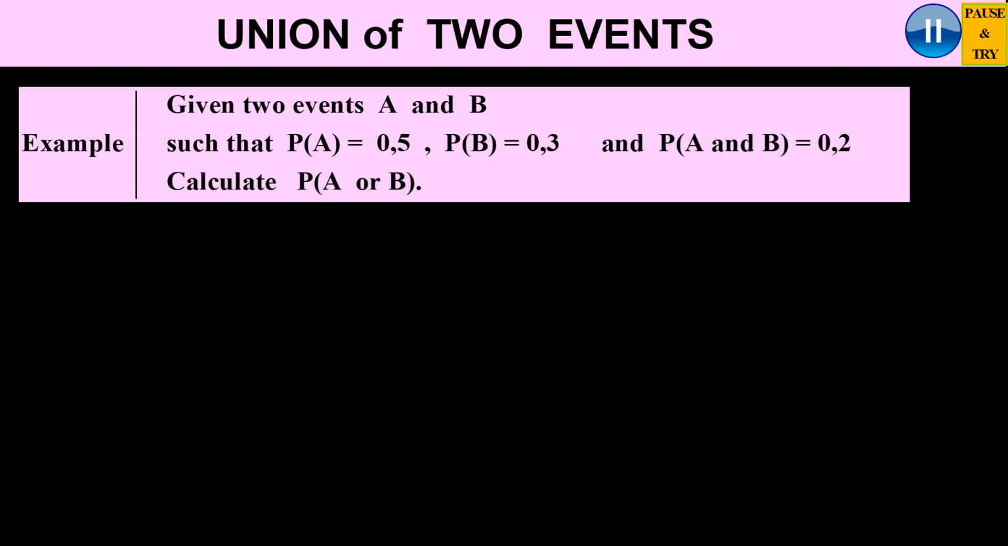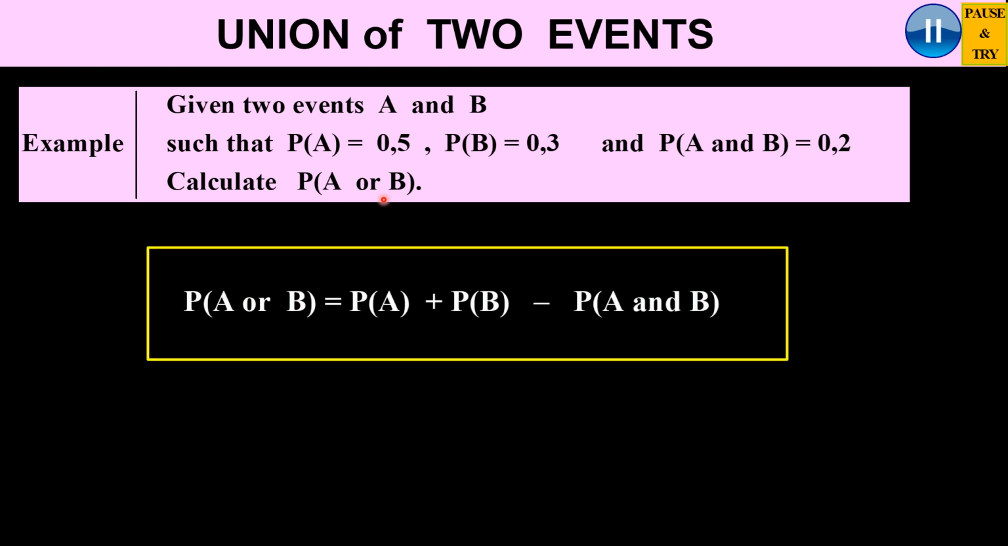Let's take the first example here. Given two events A and B, such that the probability of A is equal to 0,5, the probability of B is 0,3, and the probability of A and B is 0,2, we have to calculate the probability of A or B, which is the same as the probability of A union B. So let's use the addition rule. Probability of A or B is the probability of A plus the probability of B, subtract from it the probability of A and B. Let's look at our given information.